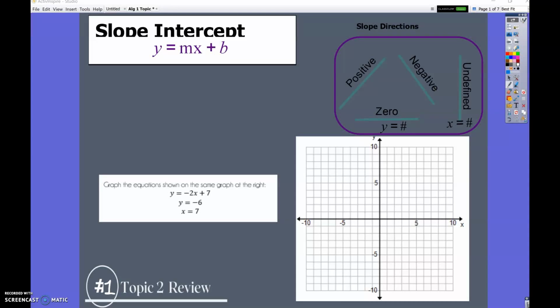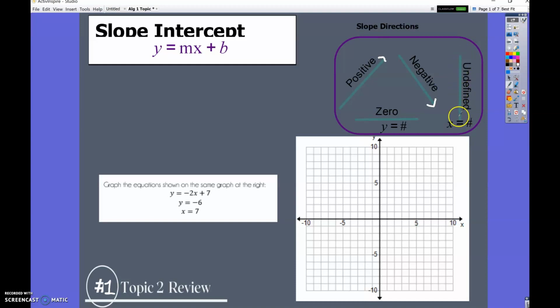For topic 2, we covered a line of an equation in slope-intercept form. Remember, slopes can have different values. Oftentimes they have fractions, which is okay because we think of them as rise over run. And the directions of the slopes: positive would be going up when you read left to right. Negative would be going down when you read left to right. A zero slope is a flat horizontal line, and an undefined slope is a vertical line.